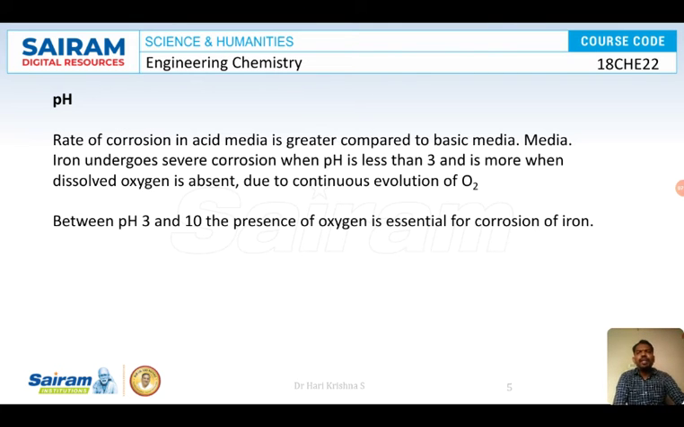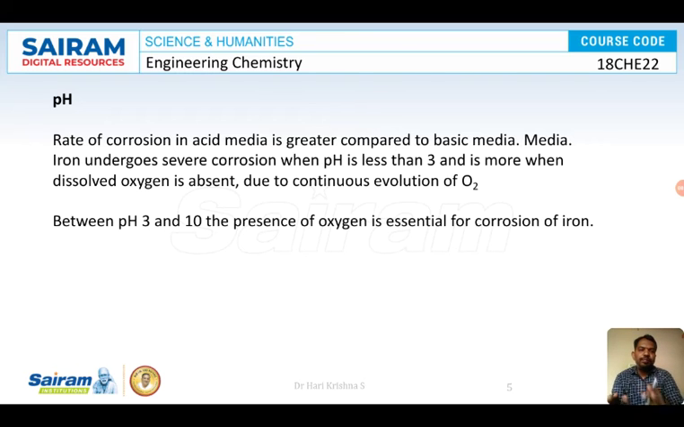Next, pH. You know what pH is? It is the negative logarithm of the H plus ion concentration. The rate of corrosion depends upon the pH. Let us consider that in acidic media the rate of corrosion is high, and in basic media the rate of corrosion is less. Let us consider the example of iron. Iron undergoes severe corrosion if pH is less than 3. You know that, right? When you take a metal and dip it in a strong acid, it displaces hydrogen and the metal dissolves. If you take zinc and dip it in HCl or sulfuric acid, it will dissolve, displacing hydrogen.